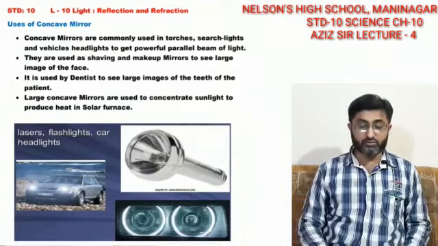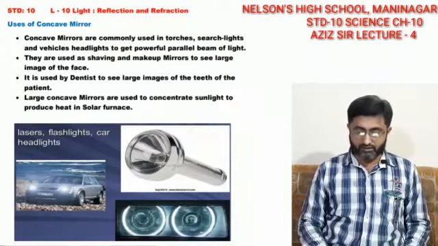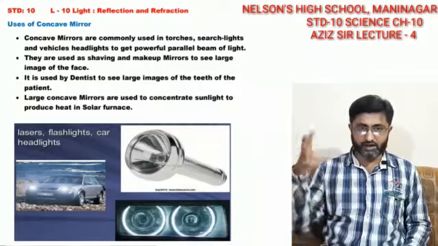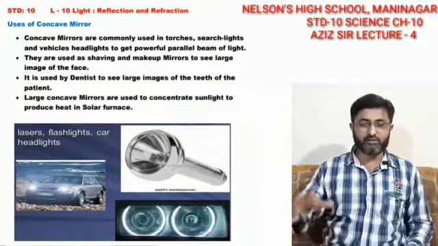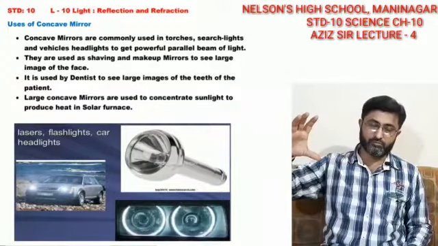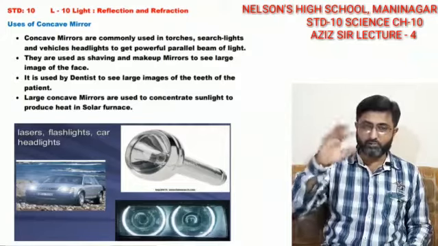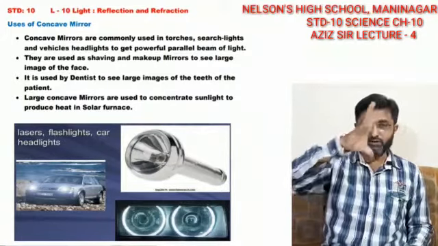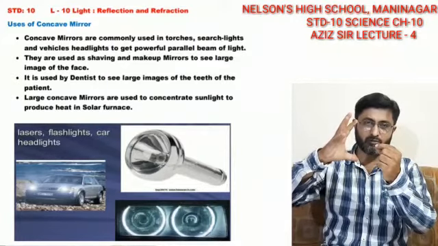So the concave mirrors are basically used in torches, searchlights, and headlights in vehicles. How are they being used? The utility is, as we have learned, that whenever the light is coming from far distances, it comes to the focus. So we have utilized it in the opposite manner: we place the bulb at the focus of a concave curved mirror.